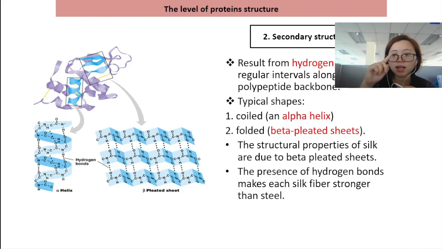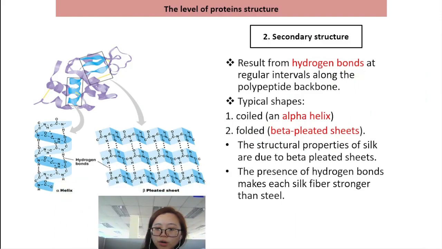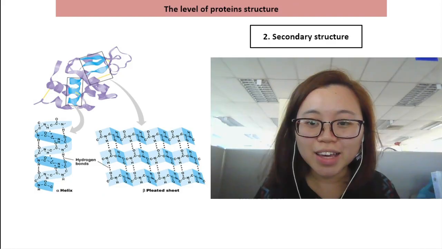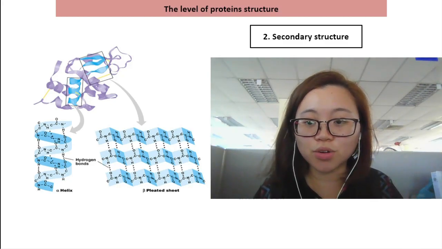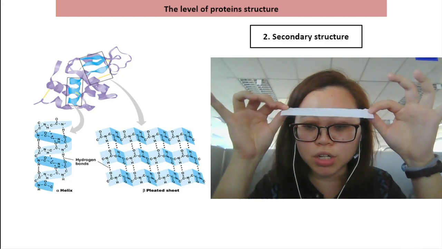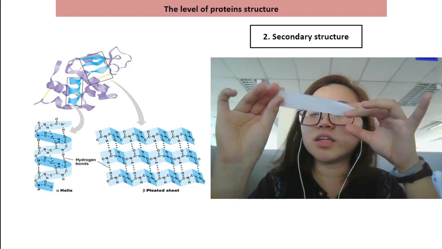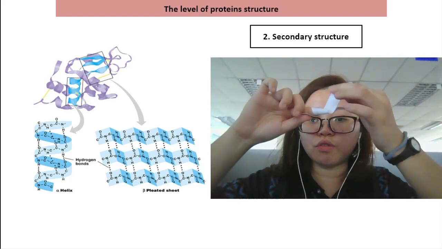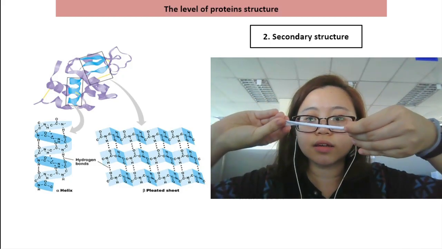So if you have that long chain, and then you fold it, or you coil it, you will get the secondary structure. Okay, this is what is meant by a secondary structure with an alpha helix or a beta pleated sheet. So if this is your primary structure, if your primary structure is a flat piece of paper like this, secondary structure is this. I am going to coil it into an alpha helix.